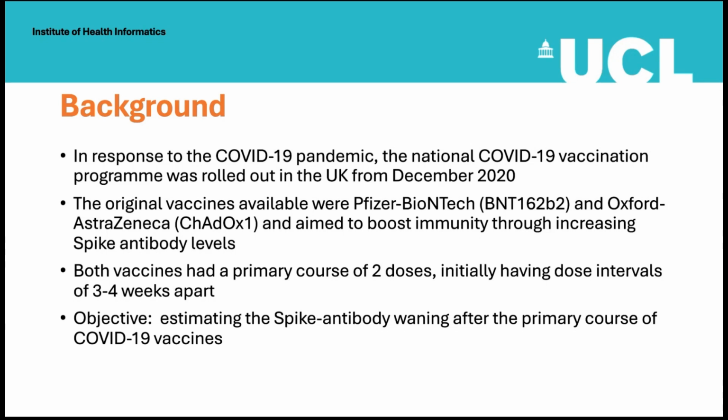Both of these vaccines, and in fact all vaccines that were subsequently available in the UK, produced antibodies against the spike protein. So spike is a protein on the surface of the virus that causes COVID, and it helps the virus to enter your cells and cause infection, and then, of course, in vulnerable people, severe illness.